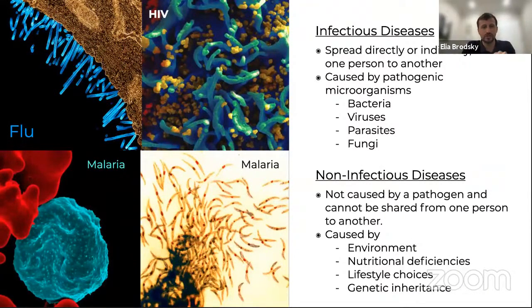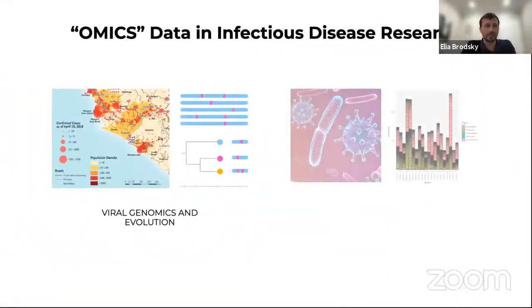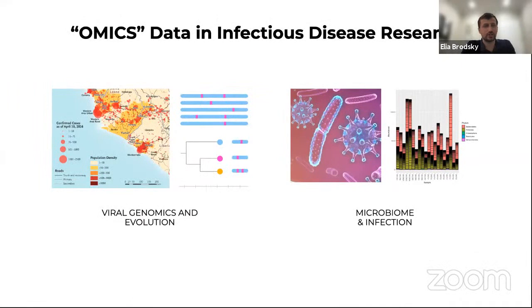And so to study these diseases, we can leverage data that is widely available. What I wanted to do today is take a look at some of these examples to identify what types of data and what types of analysis are appropriate for each type of data, so that we have a sense of what might be the source of information and the application of the information that we derive from such data. Omics data in infectious disease research can include viral genomics and evolution.